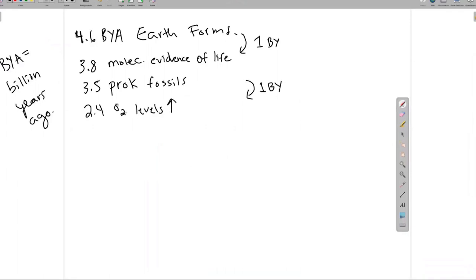At 2.4, we've got the oxygen revolution, or oxygen levels increase significantly. Which causes mass extinction of anaerobic species, as well as thriving of aerobic species, adaptive radiation, because now there's oxygen, so things can diversify quickly, a new resource, as well as other things are dying off completely, so there's new niches to live in.